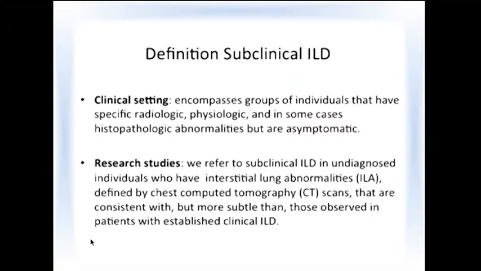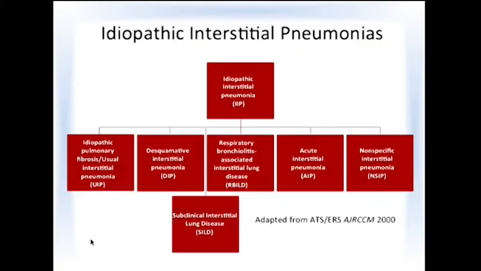Now, Marvin was just telling me that he's seeing these patients forever, and I think most of you who do clinical interstitial lung disease have had the opportunity to see these patients who had CT scans in the past that showed definitely interstitial changes, and in some cases changes that were typical for IPF, and they're coming to your clinic a couple of years later. But for the purposes of research studies, we refer to subclinical interstitial lung disease in undiagnosed individuals who have what we call interstitial lung abnormalities, defined mostly by chest computed tomography, that are consistent with, but definitely more subtle than, those that we observe in patients with established interstitial lung disease.